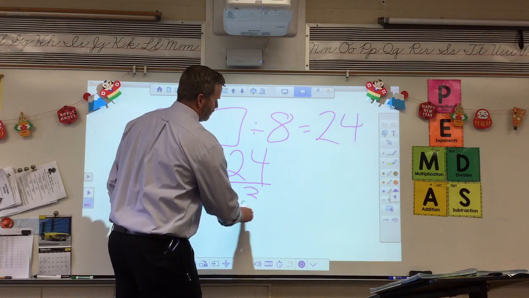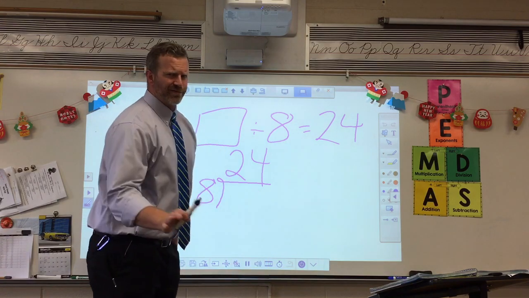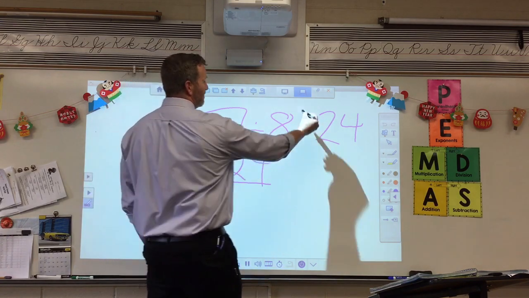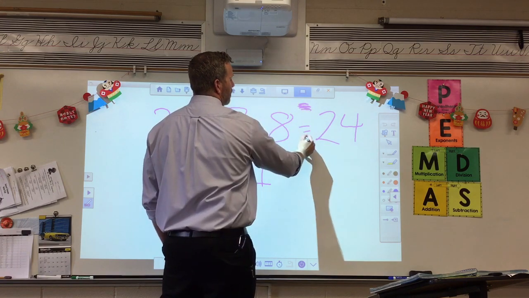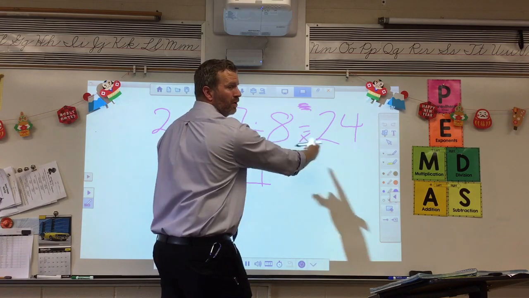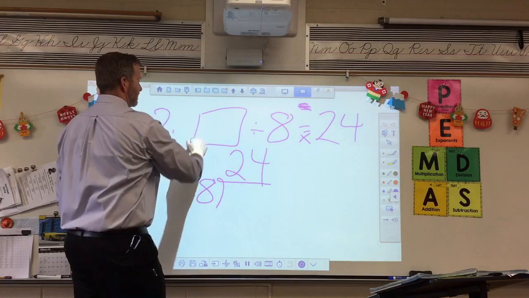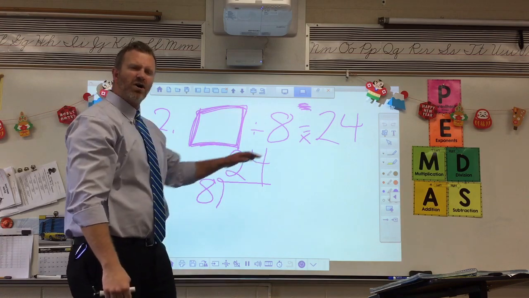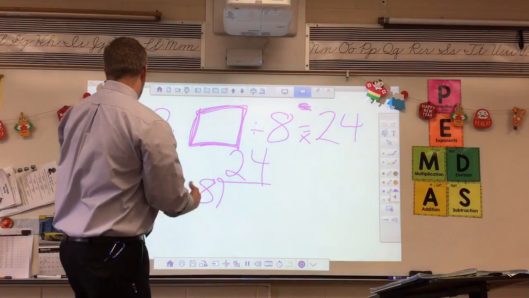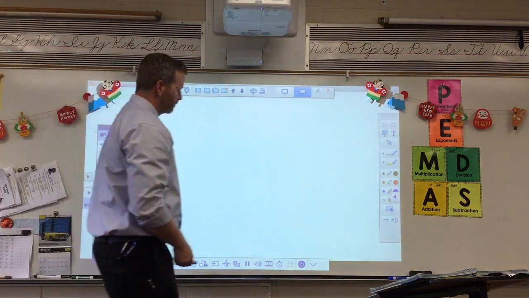So, we need to get rid of that 3. 3 doesn't belong. So instead of dividing, we're going to multiply. You multiply those two numbers to get what goes in this box over here. Cool? Multiply. All right, sweet. All right, I'm going to go on to the next one.